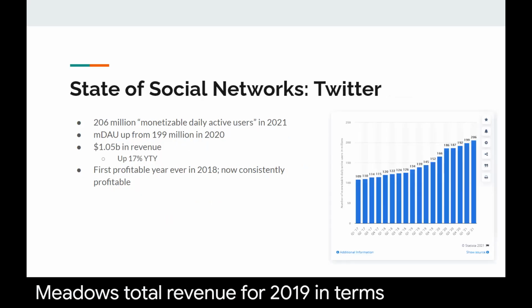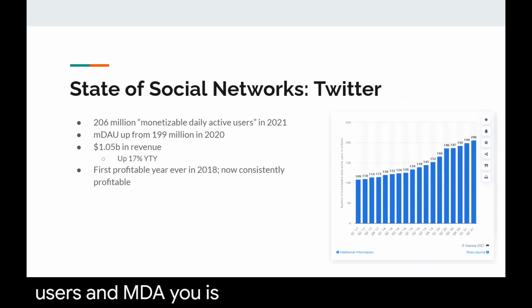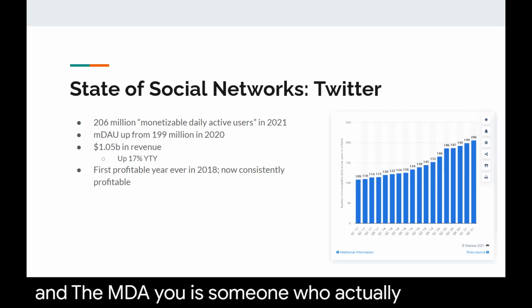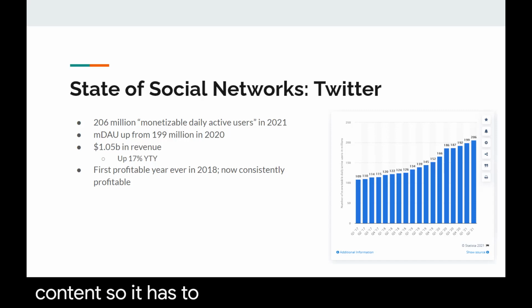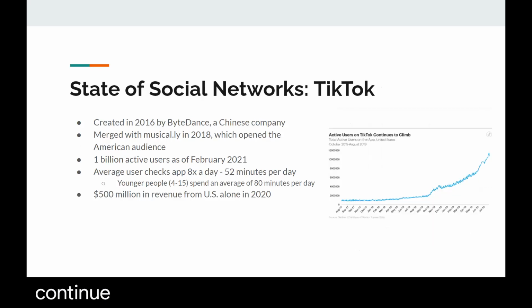In terms of Twitter, they have what are called monetizable daily active users, and MDAU is different than what Facebook and Instagram define as an active user. The MDAU is someone who actually sees the content. So the user has to actually go into the app and begin interacting with content in order to be considered an active user. So there are 206 million MDAUs in 2021, which was up from 2020. They've made 1.05 billion in revenue, which was up 17% year to year. And it was first profitable in 2018, but now consistently profitable ever since. And I think it will just continue to grow.